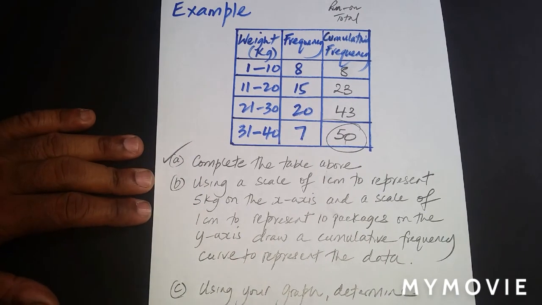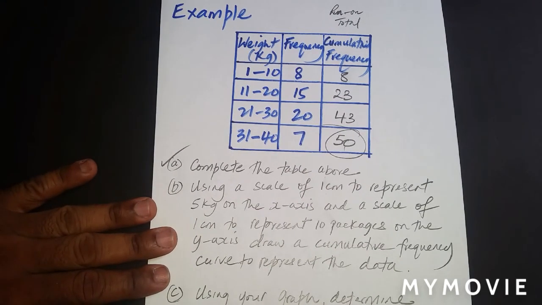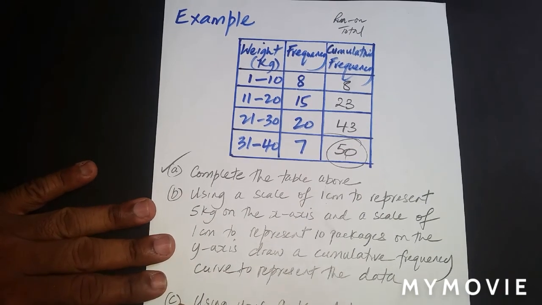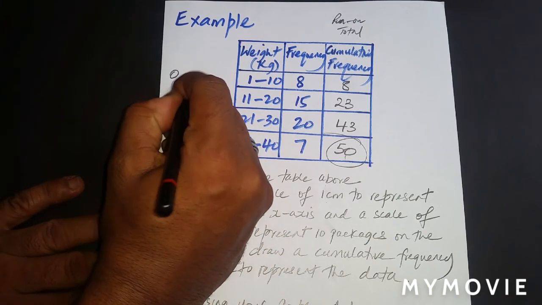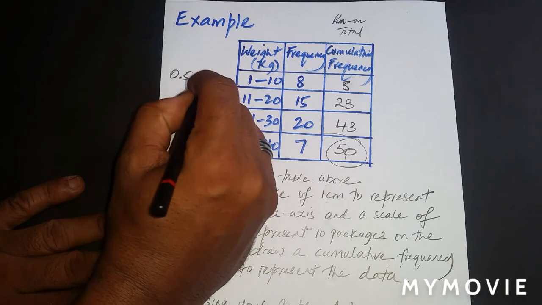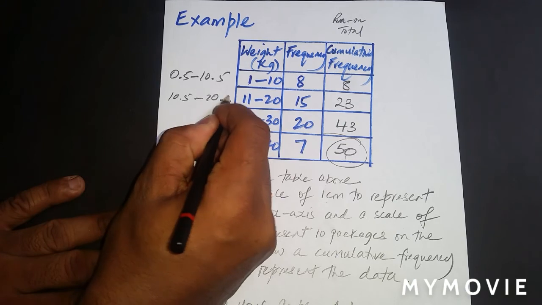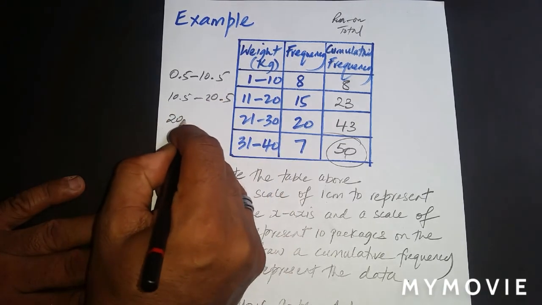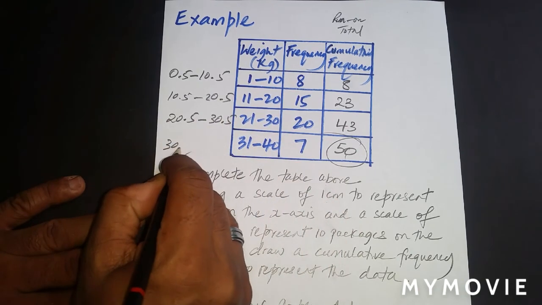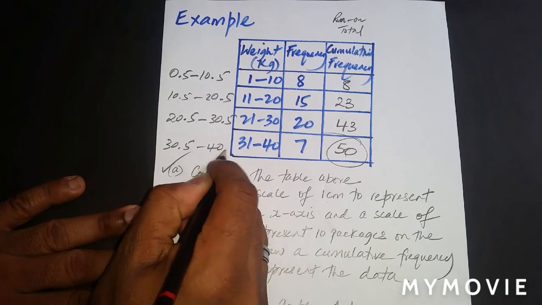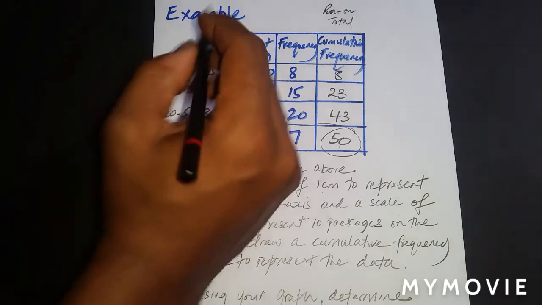Okay, so what we're going to do here is determine the points that we're going to plot against. Now what we need to do is establish what we call the class boundaries for these classes. So for this one, it would be 0.5. Remember, we take 0.5 here and then add it here to 10.5, and this one 10.5 to 20.5, this one 20.5 to 30.5, this one 30.5 to 40.5. Good. All right, now we have our class boundaries here.